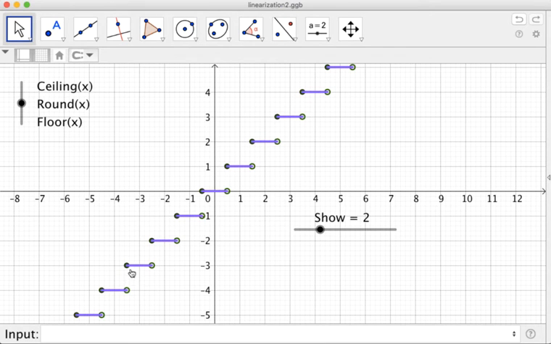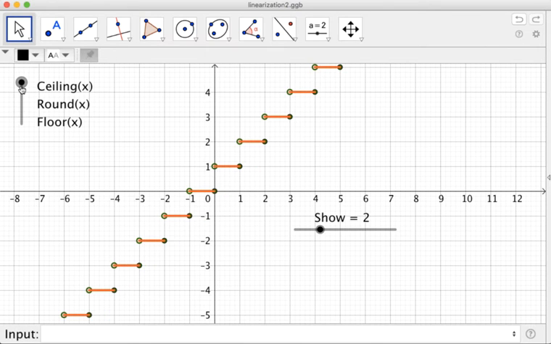So the function is not continuous, but every value of x has a y value. So its domain is all real values. There's no value of x that we could plug in that won't give us a value for y.